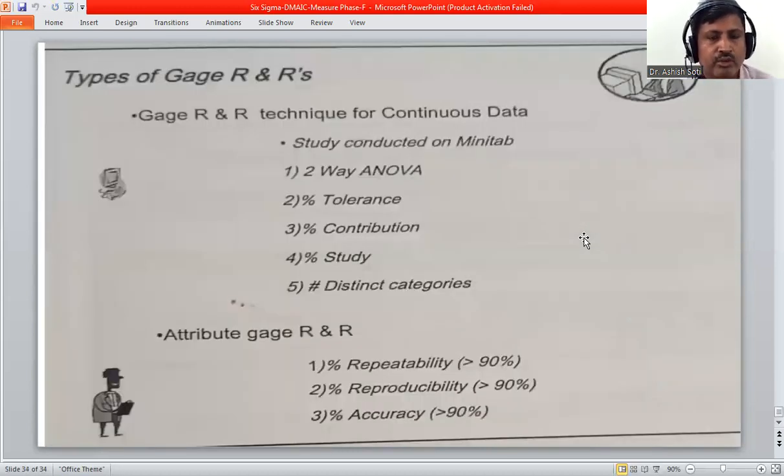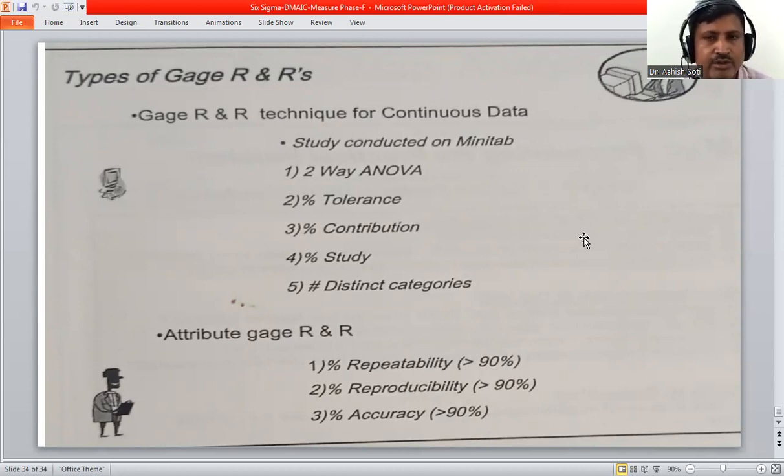There are some tools, such as gauge R&R, which we can use directly in Minitab. We can use two-way ANOVA. We can use percentage tolerance, percentage contribution, percentage study variation, and distinct categories for continuous data, and percentage repeatability, percentage reproducibility, and percentage accuracy for attribute data. So we use this with Minitab. We collect the data, do the measurement system analysis, and try to see whether my measurement system is causing the problem. That is the fundamental of this, and we will have a more detailed description later on.